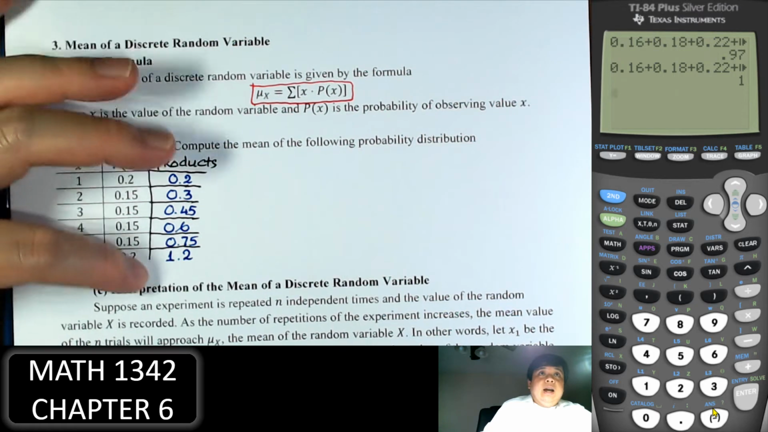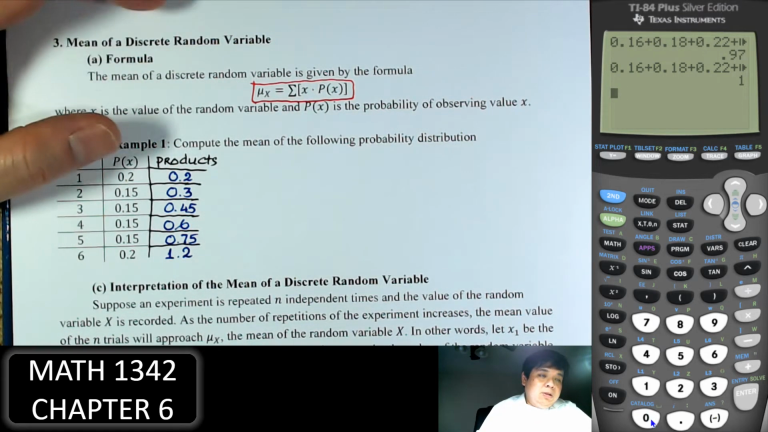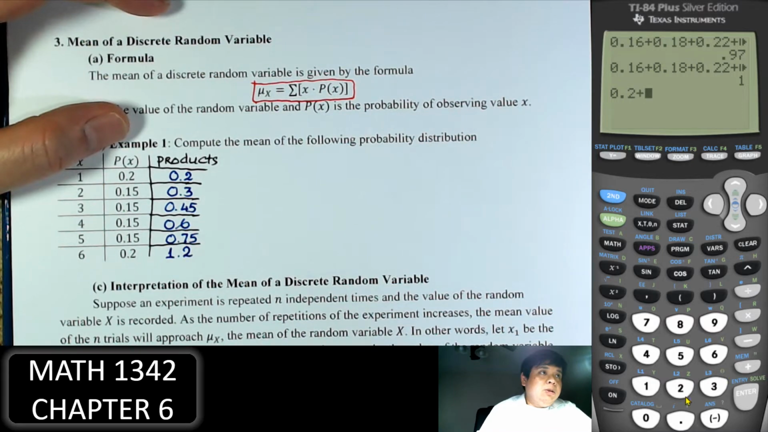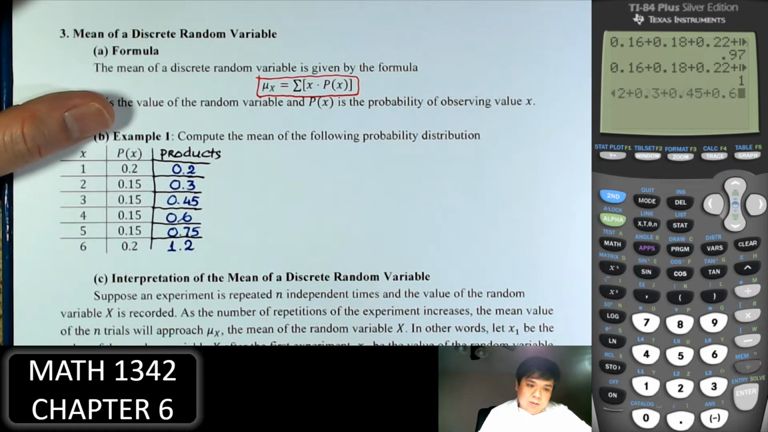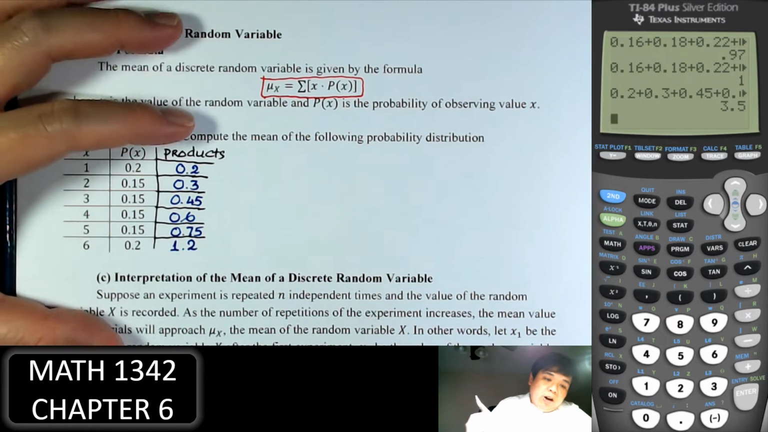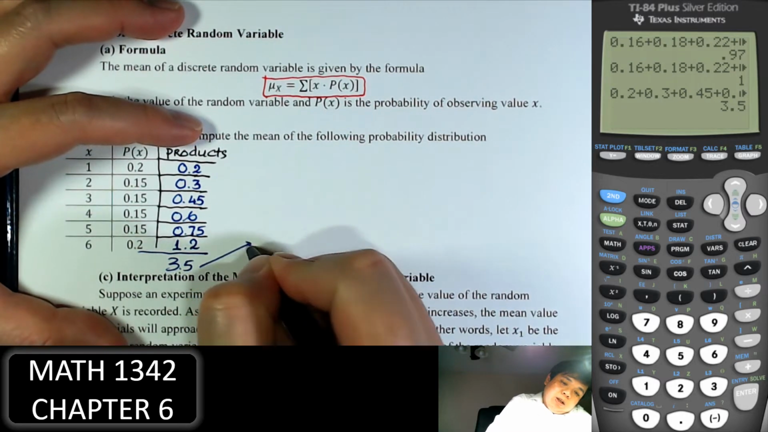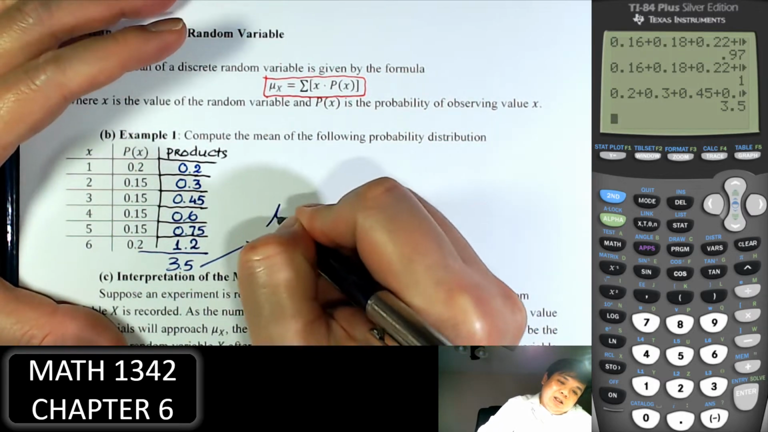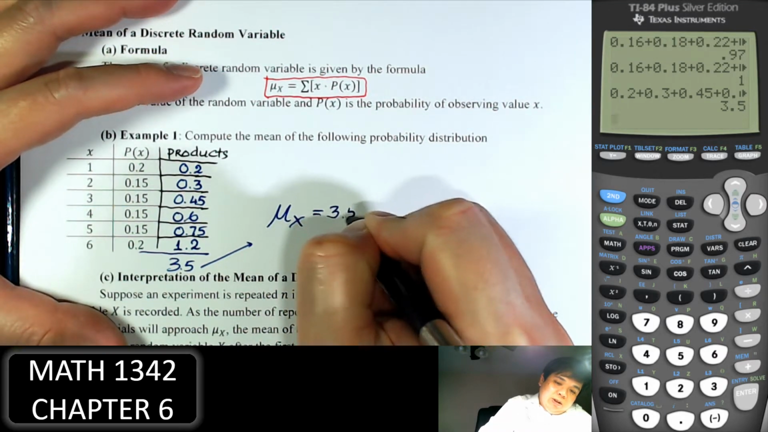Right. And we just add all of this up. So it's 3.5. So the mean of the random variable x is 3.5.